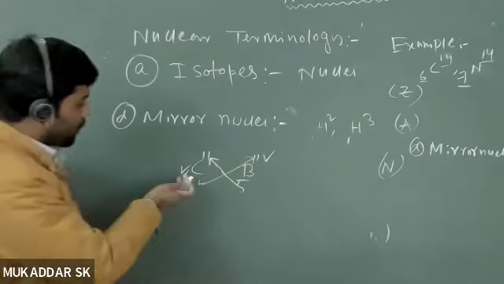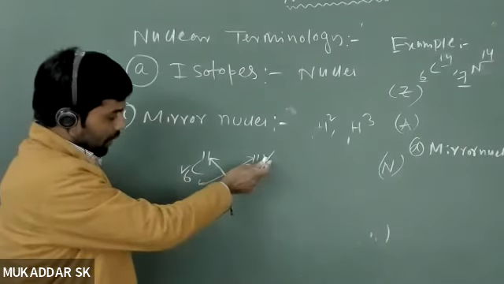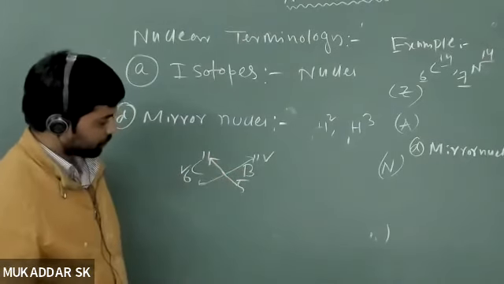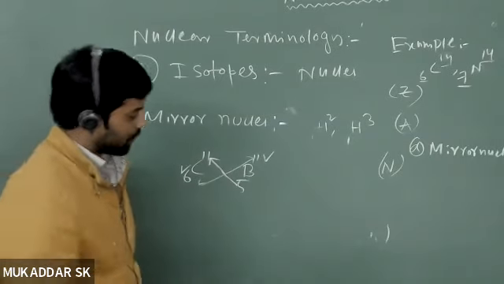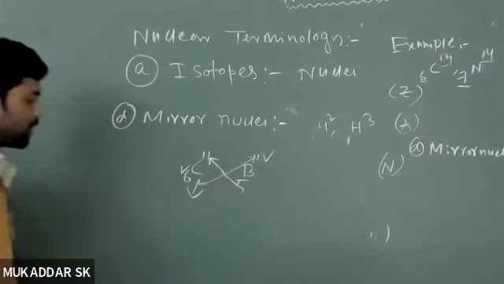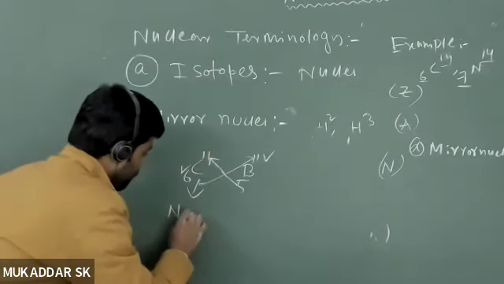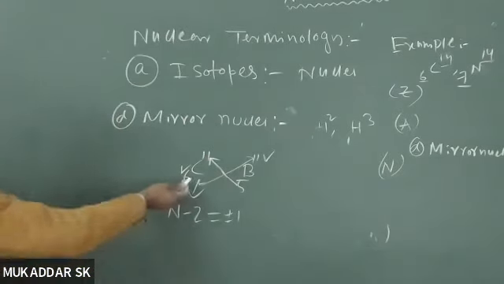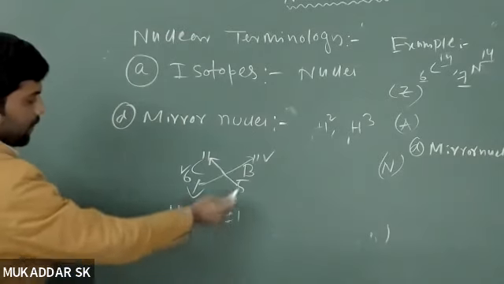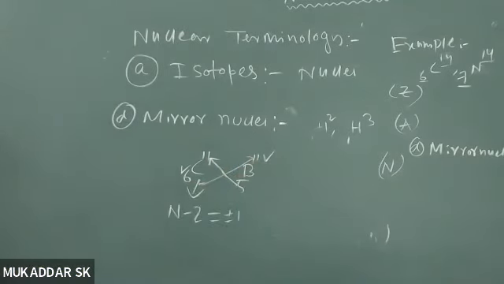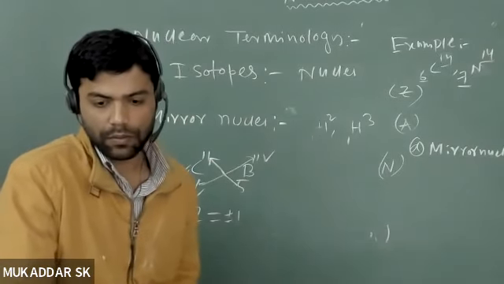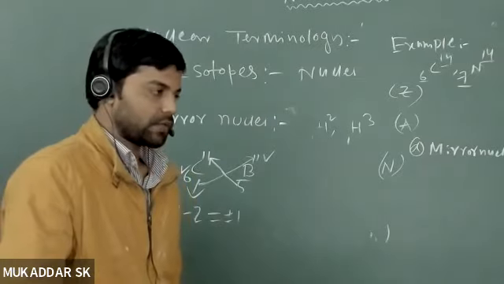What I can say is that the proton number of this nucleus will be matching with the neutron number of the other nucleus, and vice versa. For mirror nuclei, N minus Z will always be plus or minus 1. You can check: here N minus Z is minus 1, and here it is plus 1. So for mirror nuclei, the difference between the number of neutrons and protons will always be plus or minus 1. You have to keep this in mind.